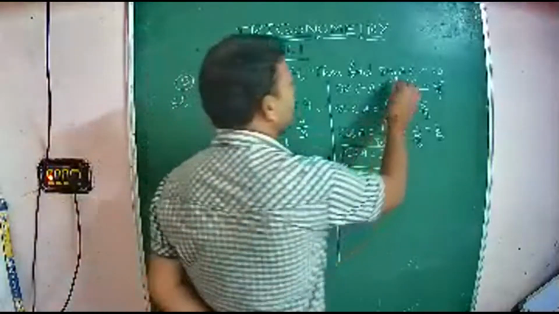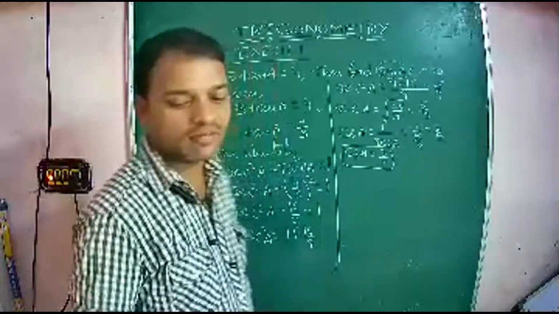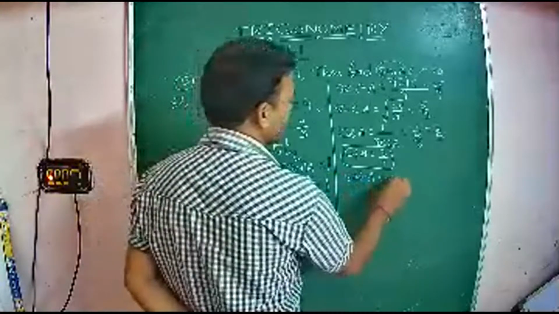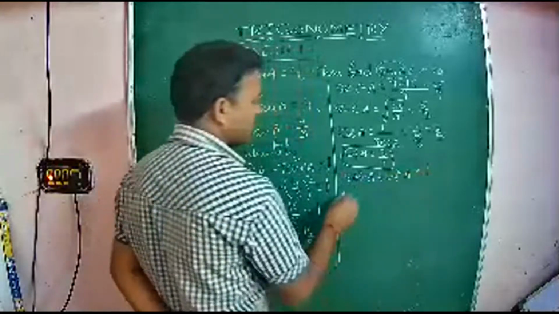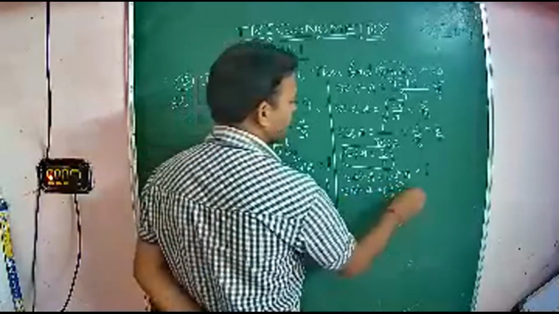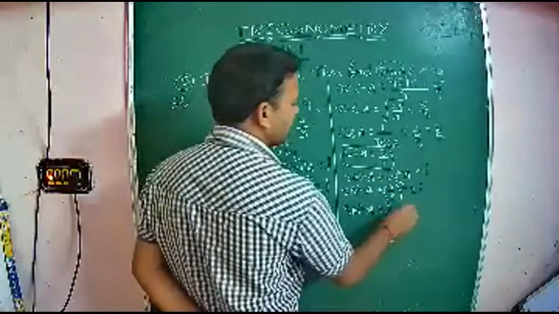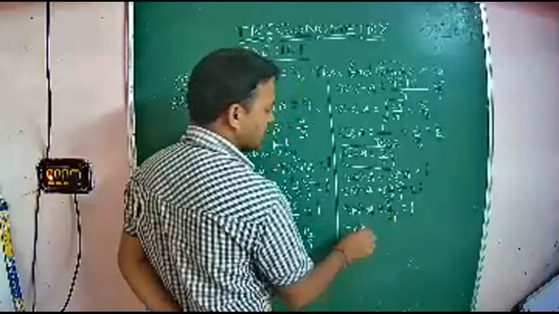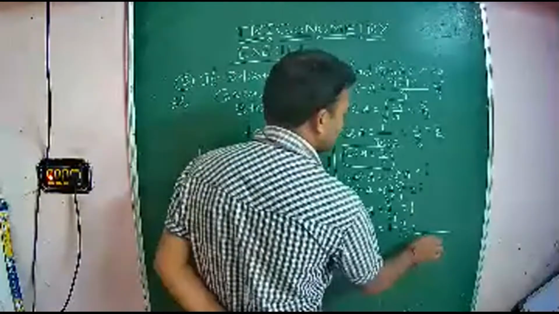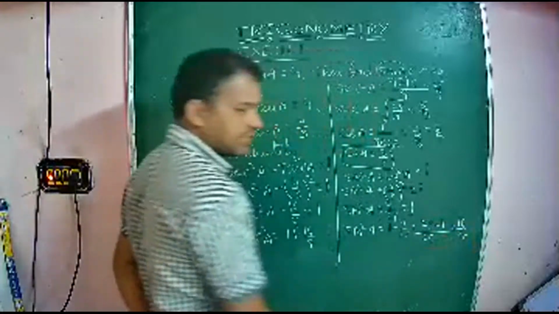Then next, I want to find out sin A. How to find sin A? Using the Pythagorean formula. Here sin square A plus cos square A is equal to 1. So sin square A plus cos square A, which is 3 by 5 whole square, is equal to 1. So sin square A plus 9 by 25 is equal to 1. So sin square A is equal to 1 minus 9 by 25. Taking LCM as 25, 25 minus 9 is nothing but 16 by 25.